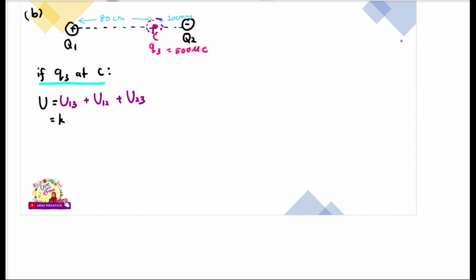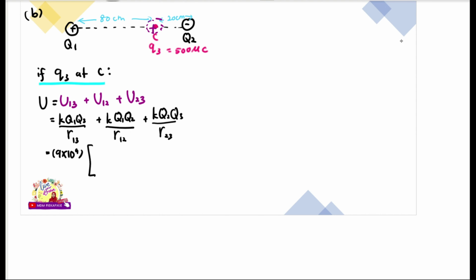The formula is U equals K Q1 Q3 over R13. Don't square it. If it is squared, it becomes the force equation. Plus K Q2 Q3 over R23. Okay, so substitute all the values. I put K in front. There is a lot to calculate.